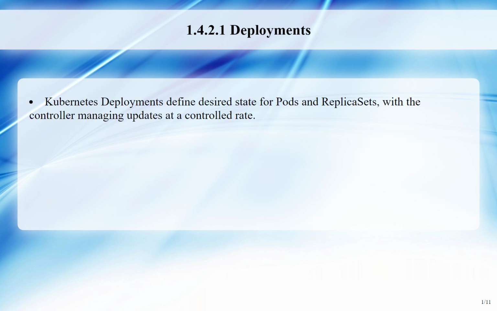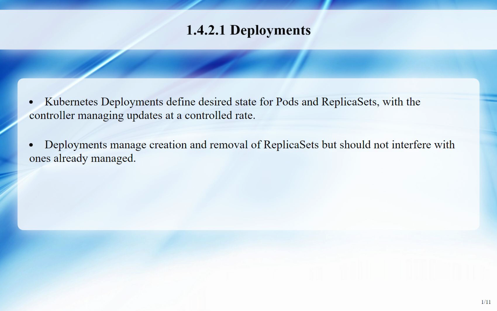A deployment in Kubernetes is used to make declarative updates to pods and replica sets by defining a desired state. The deployment controller then works to change the actual state to match the desired state at a controlled rate. Deployments can be used to create new replica sets or remove existing ones and adopt their resources with new deployments. It is important not to manage replica sets owned by a deployment.